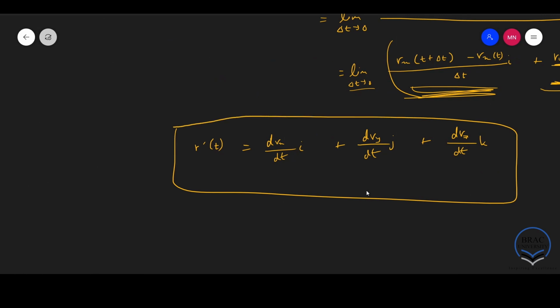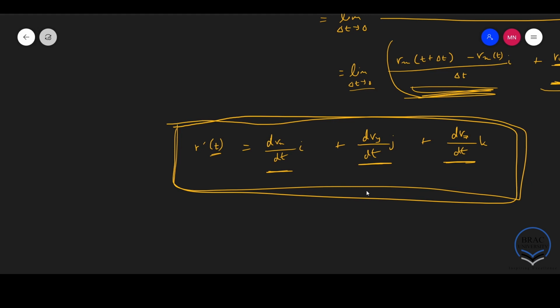So now we have shown that if I have some vector, to find the derivative of that vector, I will just have to find the derivative of the individual components of that vector with respect to the variable that we're considering. So now we have shown how to find the derivative of any vector function.